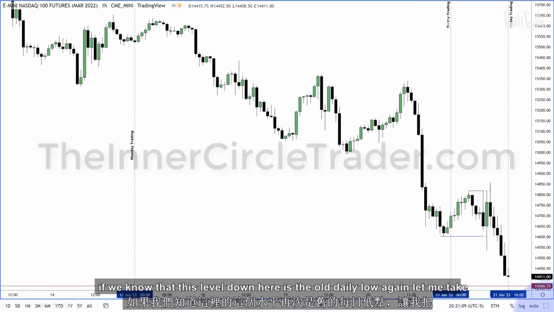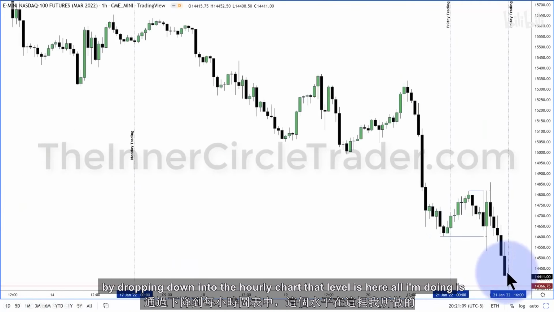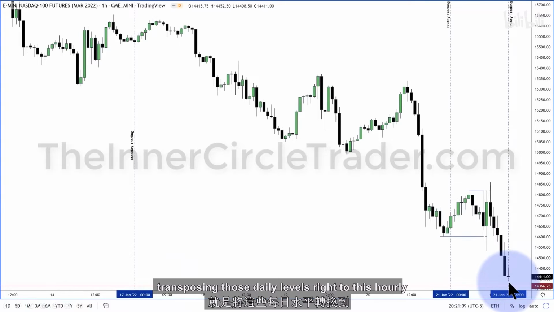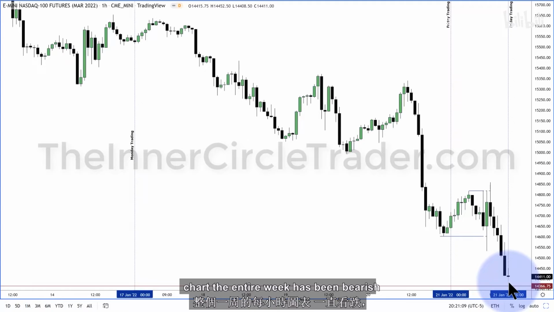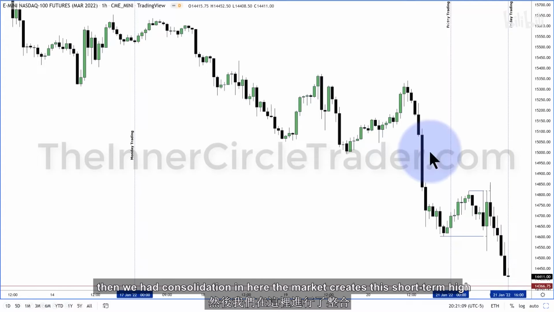So if we know that this level down here is the old daily low, and again, I'm going to take it back up to the daily chart. That's this low right here, okay? By dropping down into the hourly chart, that level is here. All I'm doing is transposing those daily levels right to this hourly chart. The entire week has been bearish. Okay, it's been going lower since the beginning. Then we had consolidation in here.